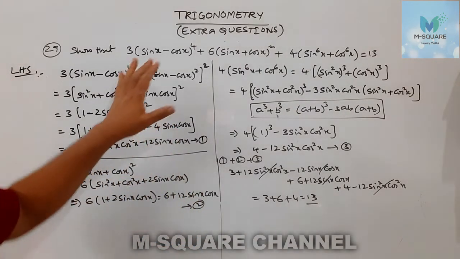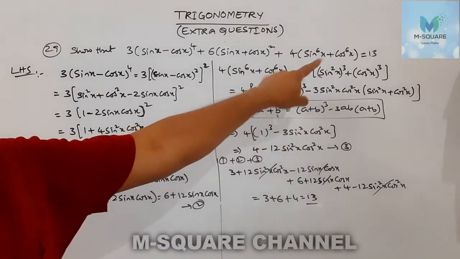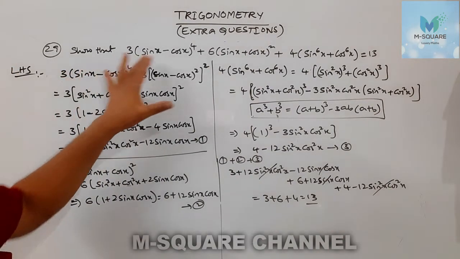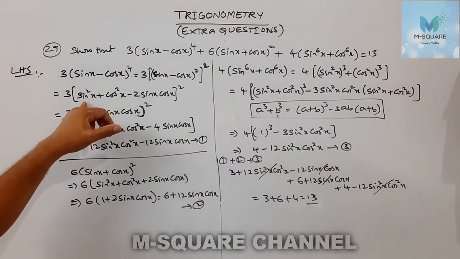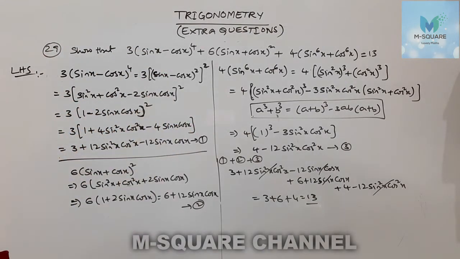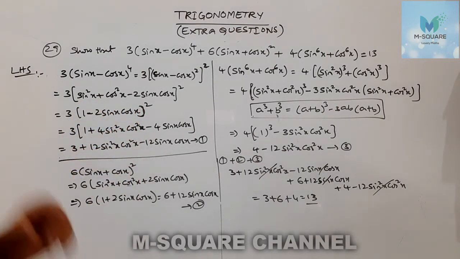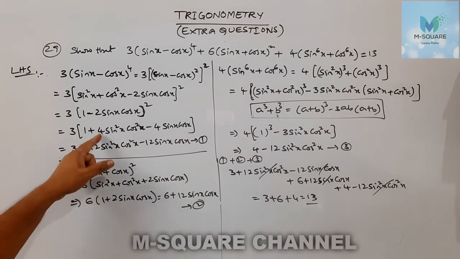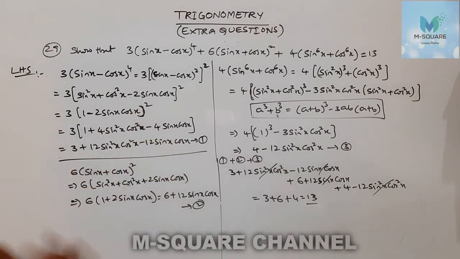First observe the question. This is a minus b whole power 4, this is a plus b whole square. That is another form of the a cube plus b cube form. So first you extract this one, a minus b whole square. First of all, sin square x plus cos square x minus 2 sin x cos x, that is 1. So 1 minus 2 sin x cos x whole square. Next, 3 into this one. After that we get 3 4s are 12, sin square x cos square x, sin x cos x, like this.